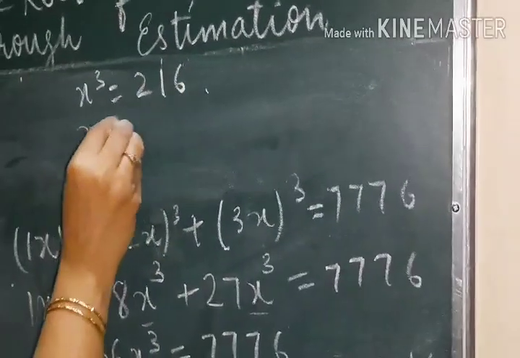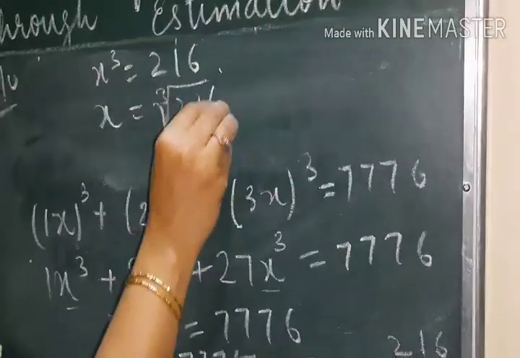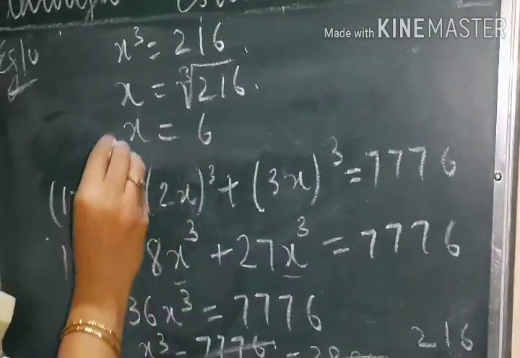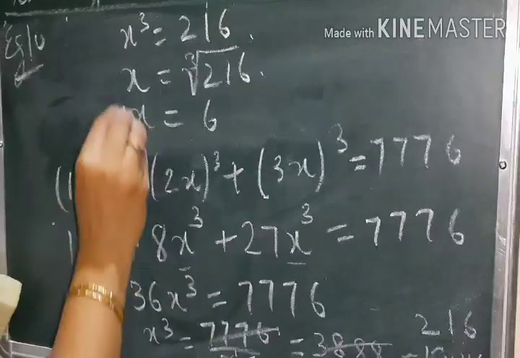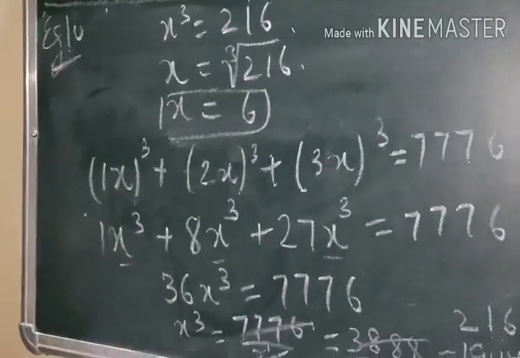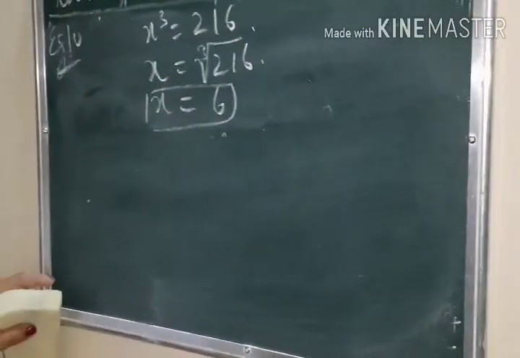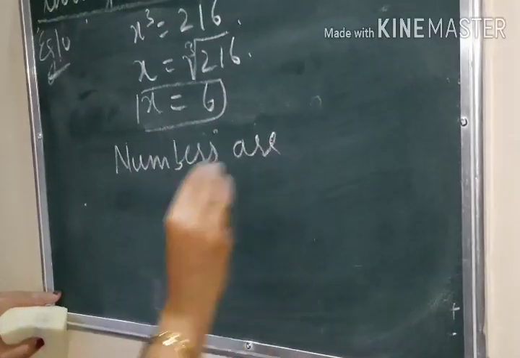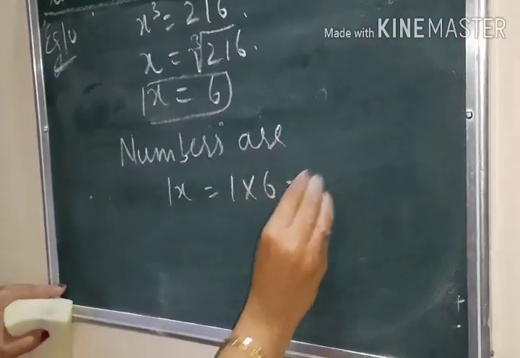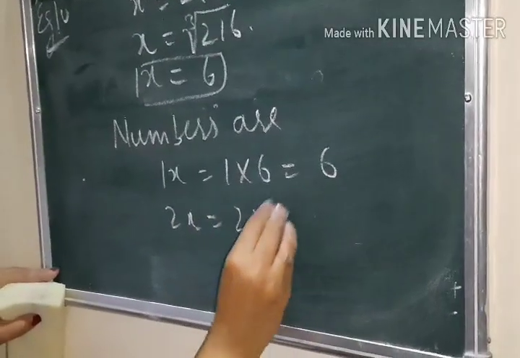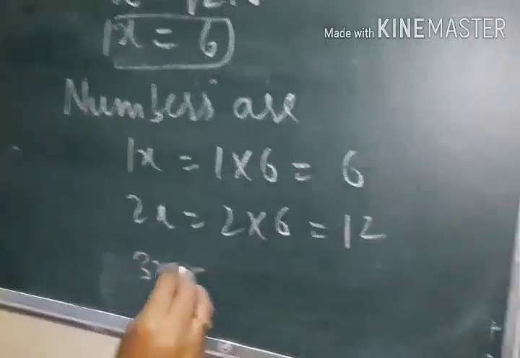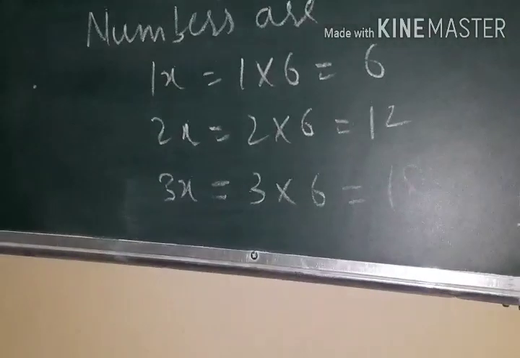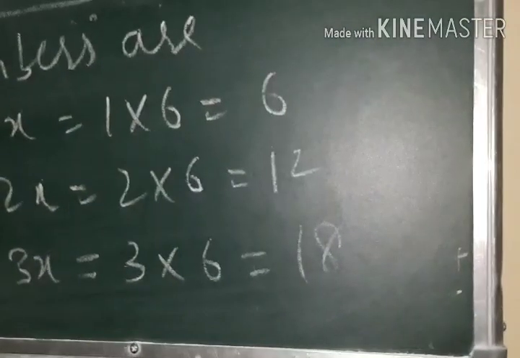So we have to find x, that means it will become cube root on the other side. What is the cube root of 216? You should learn it. It is 6. So your x is 6. Now you can find all the three numbers. So you can write the numbers are 1x, 1 into 6, 6. 2x, 2 into 6, 12. 3x, 3 into 6, 18. So these are your three numbers in the question. Right? This was example number 10.